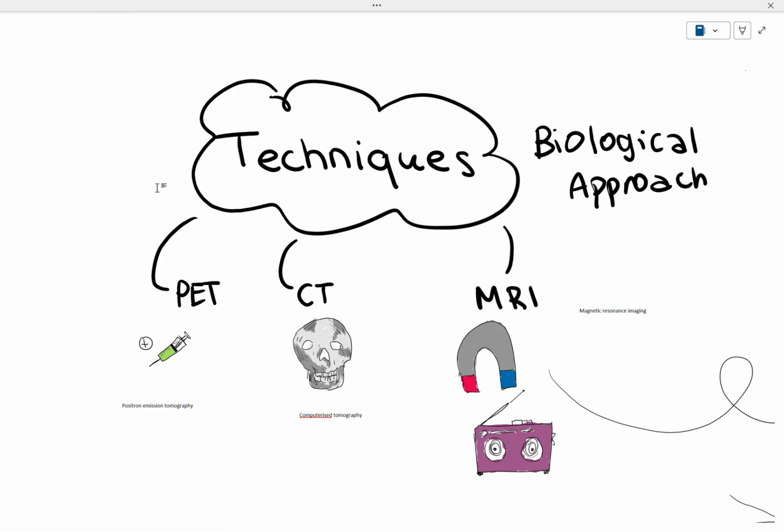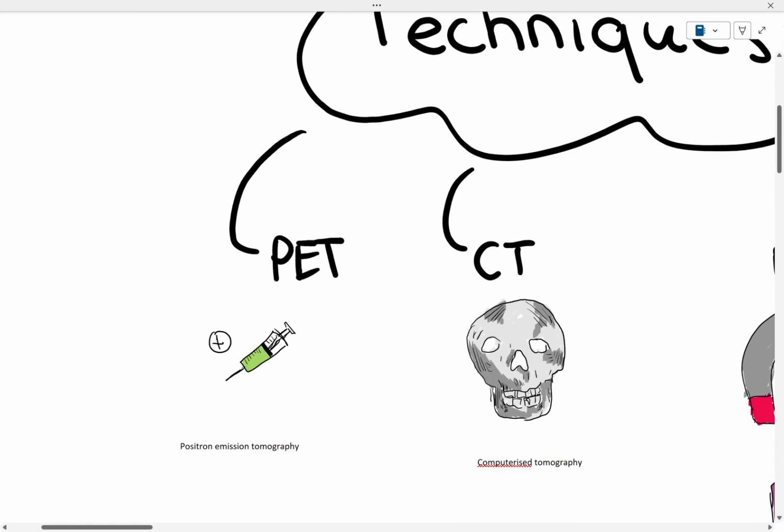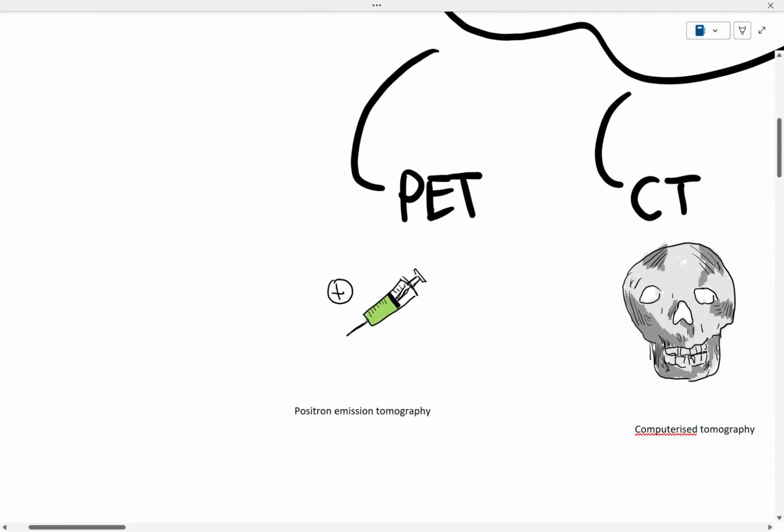Today we're going to be going over the biological approach to psychology, more specifically looking at the techniques used to investigate the brain. Okay, first of all, let's start with PET. So this stands for positron emission tomography, which is basically, in a nutshell, injecting radioactive glucose tracers into the bloodstream and then using a device to measure where the radiation activity is highest, therefore deducing the highest activity in the brain.